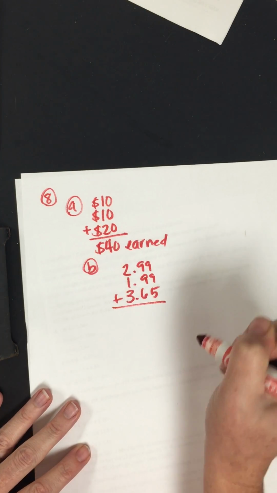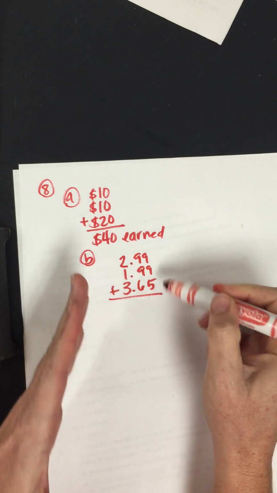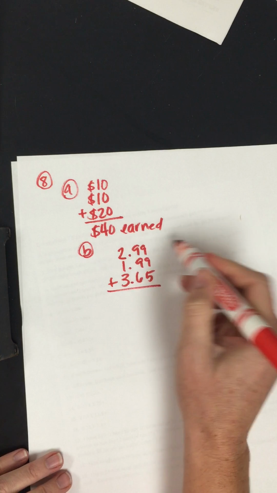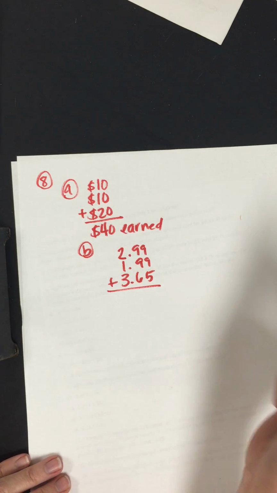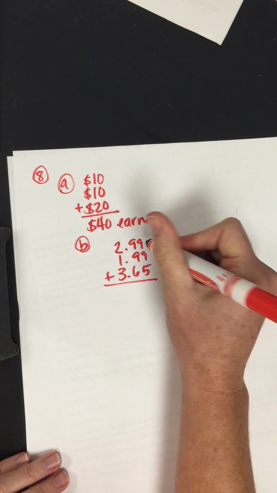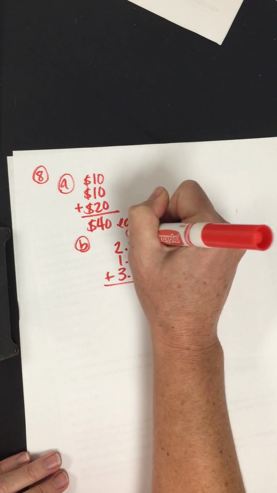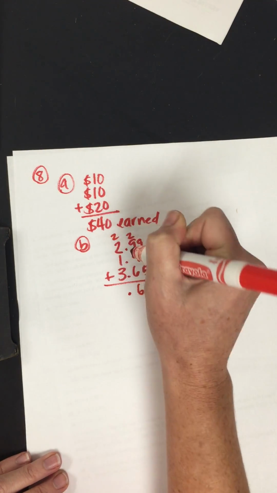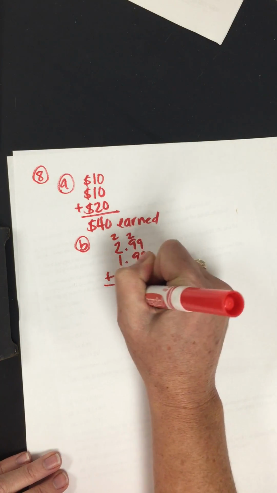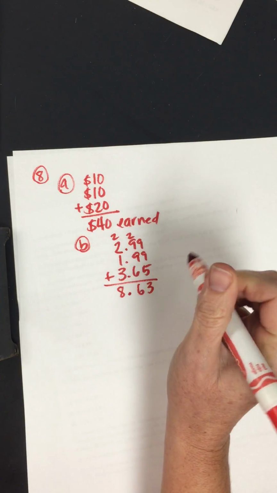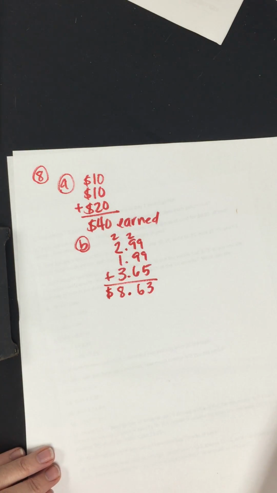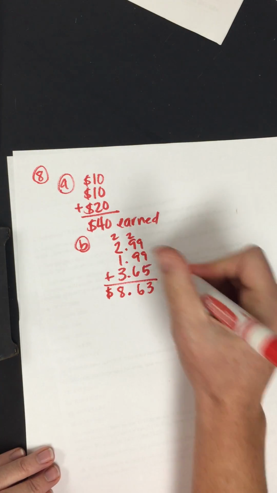Okay, so we need to first add up how much we spent: $2.99, $1.99, and $3.65. Since they all have the same sales tax, it's a great idea to just go ahead and find out the total and then add the sales tax on, rather than individually finding the amount of tax. So I have 1823, bring my decimal in, 1826, 4, 5, 6, 7, 8. So I spent $8.63, but I need to add the tax on.